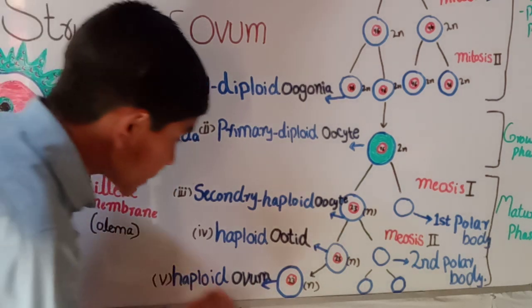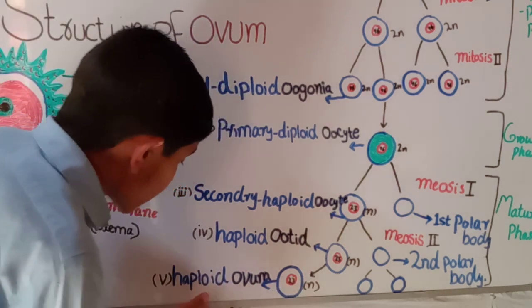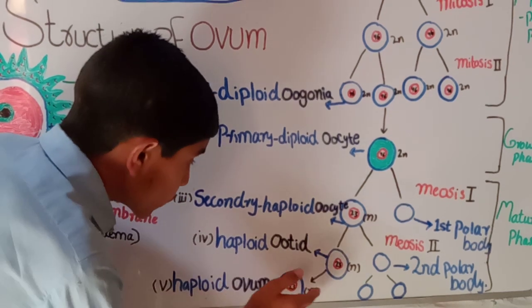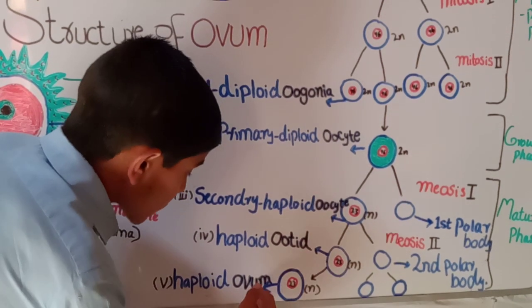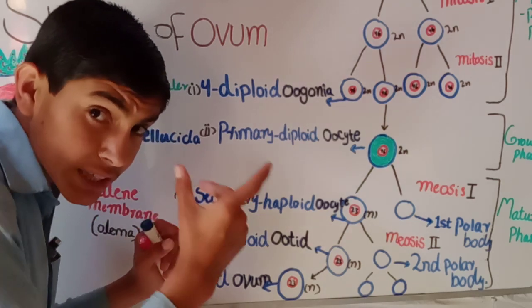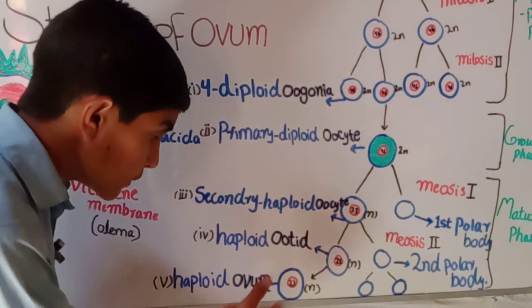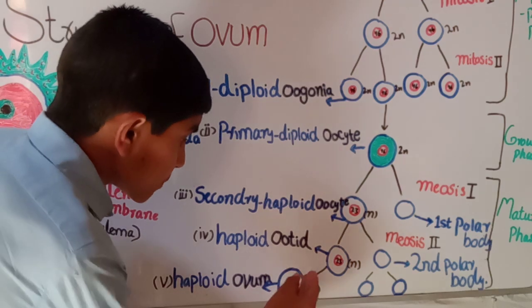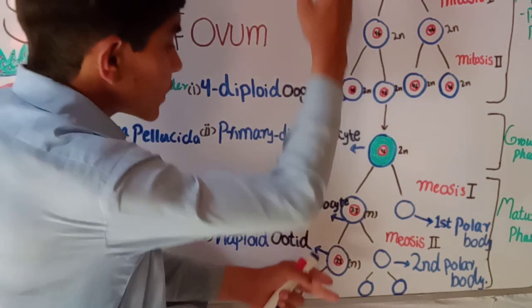I will show it later. So this is a haploid ovum. This ovum, or we can also say egg cell, or the female gametophyte, or the female gametes. So the female gametes are formed in this way.